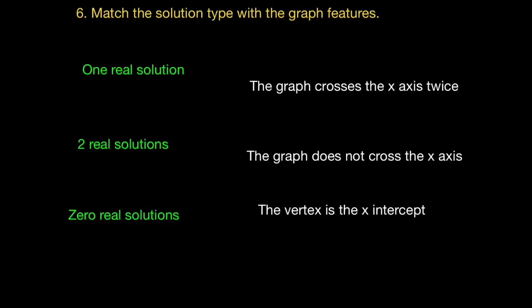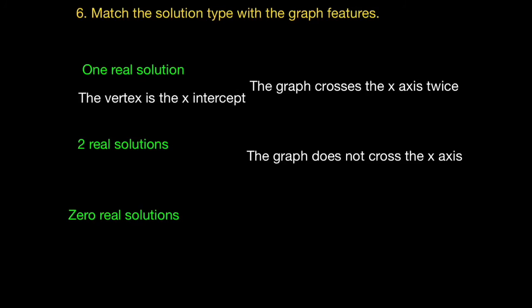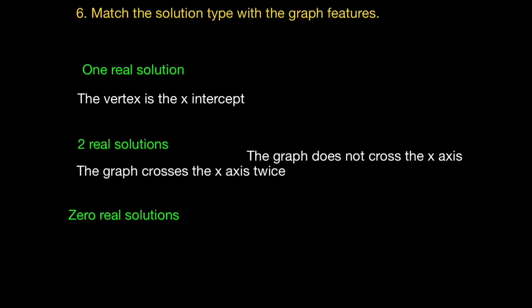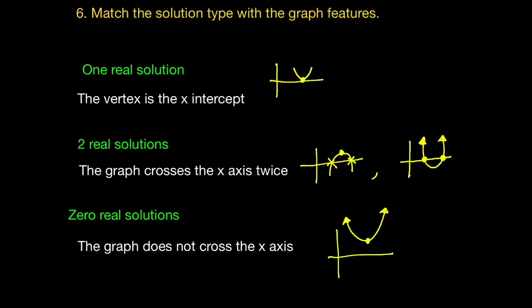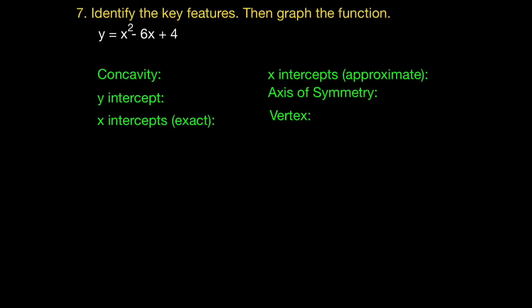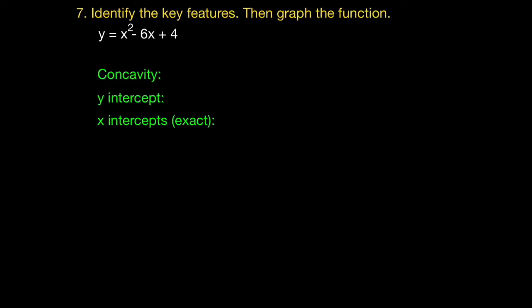Let's move on to example number 6. Match the solution type with the graph features. Now here, if we have 1 real solution, then that means that the vertex is going to be the x-intercept. When we have 2 real solutions, the graph crosses the x-axis twice. And for 0 real solutions, the graph does not cross the x-axis. And here are some examples on what your graphs could potentially look like.